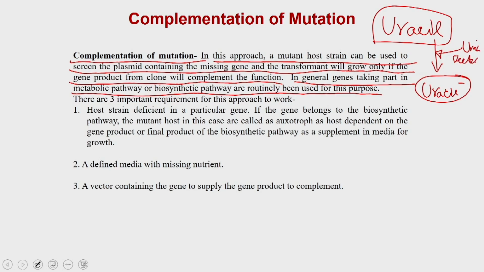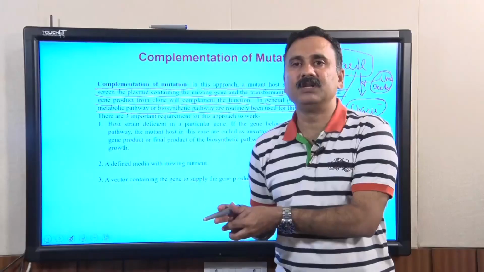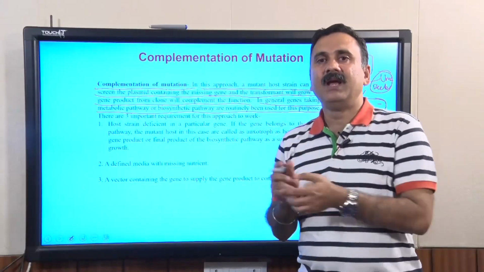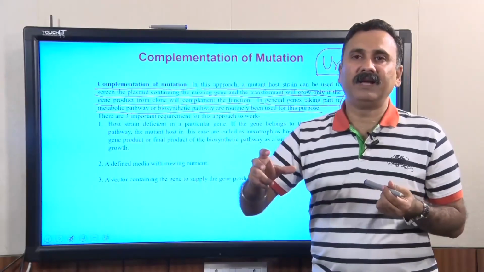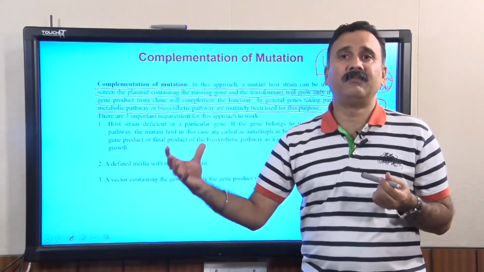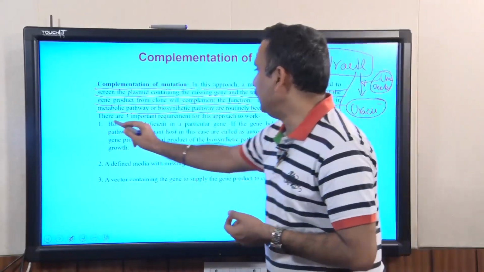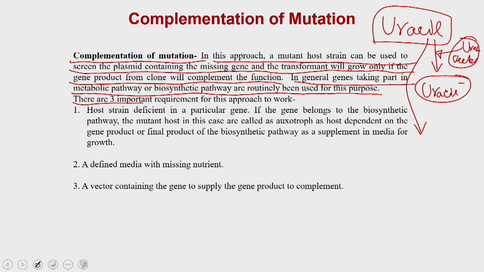So, if you supply the gene by the vector, this particular recombinant transformed host will grow on the uracil minus media, but on a normal media which contains the uracil, the host strain will grow normally. So, in these cases you are going to have a host strain which is deficient in that particular gene or that particular enzyme, and that enzyme you will supply by the externally supplied vector.